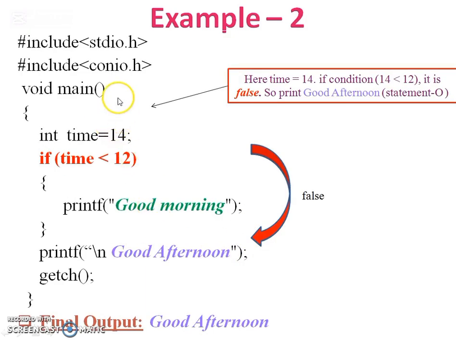Here we have another scenario. In this case, I'm going to initialize the time with 14. The condition is the same, time is less than 12. And in this case, it will not execute the statements written under the if, that is the block. It will directly go to the else part, the false part, and will print good afternoon.